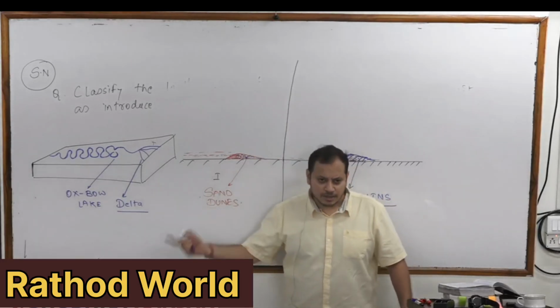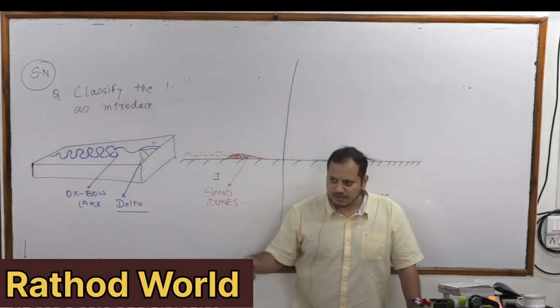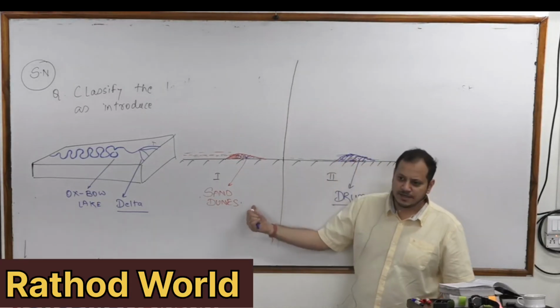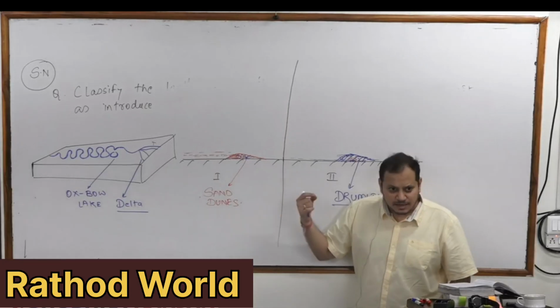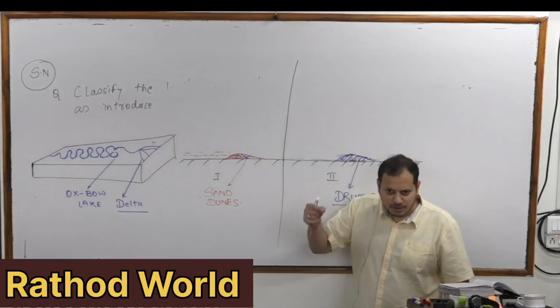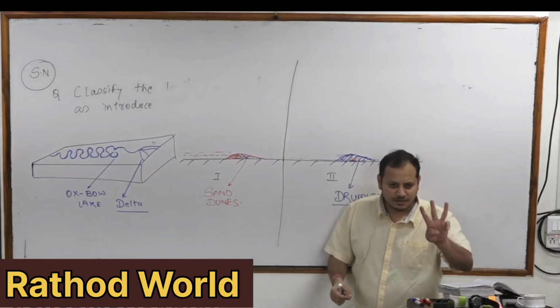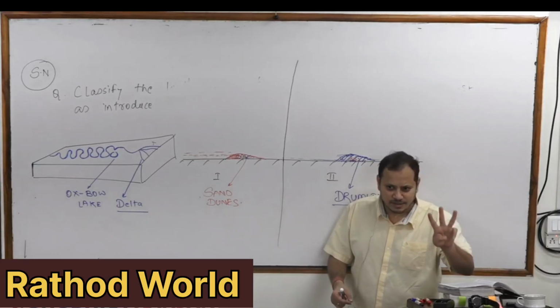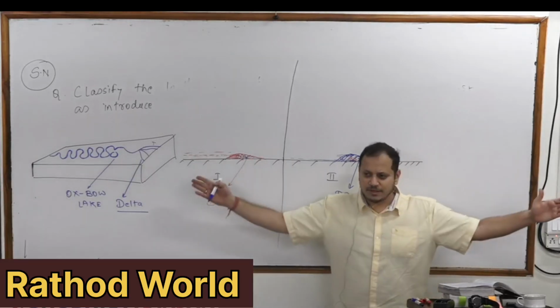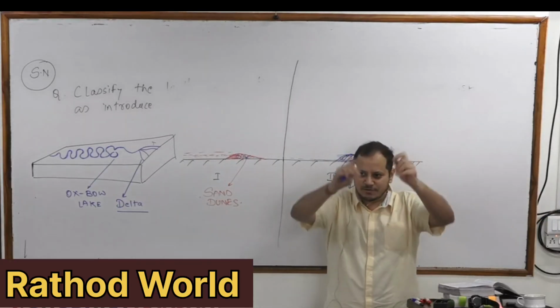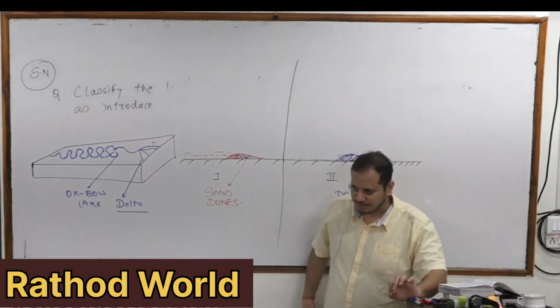Oxbow lakes or lakes, river channels, meanders, delta, drumlins, sand dunes, eskers, ये जो छोटे छोटे relief features which we are going to study, they are all examples of third order relief features, not second order, third order. Continents, hills, plateaus, plains, और उसके ऊपर जो जो feature है, they are the third order relief features.